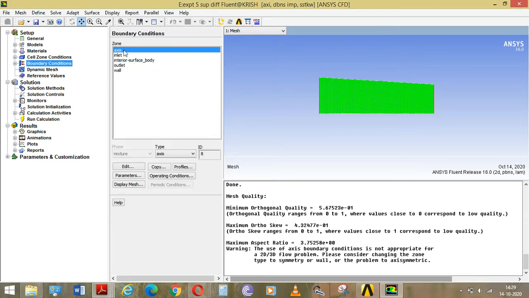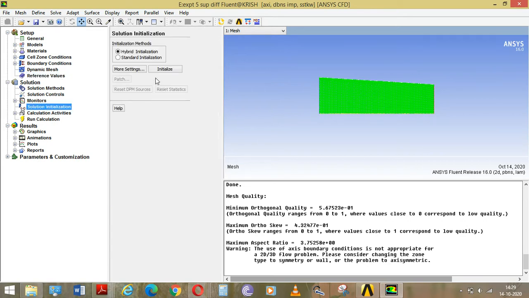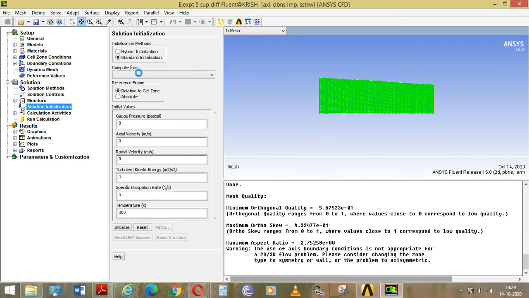That's all. Just check axis will be axis, wall will be wall. Now reference values, compute from inlet. It's simply just check. Okay, velocity is supersonic. Next, solution initialization. Go for standard initialization. Again, compute from inlet and initialize.